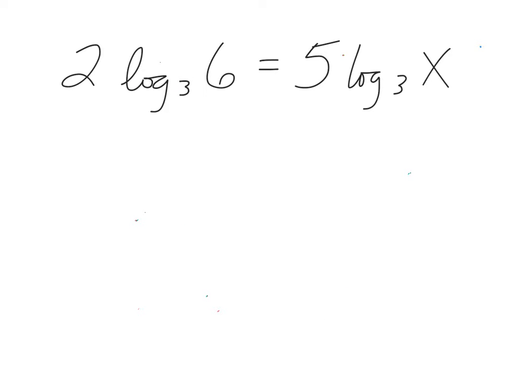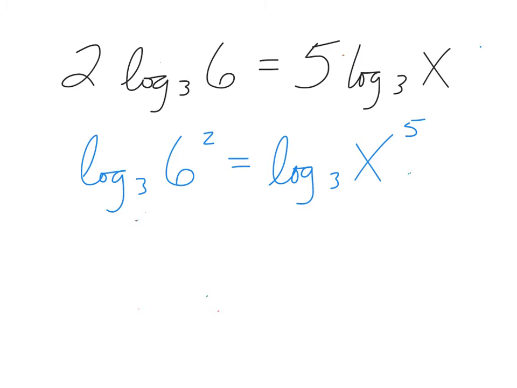Whenever you see a coefficient at the beginning of a log, we can actually rewrite this as an exponent. When you see this, it's imperative to look at the base. If the bases are the same, then you can just write this as 6 squared equals x to the 5th and solve. However, a lot of times you'll see something a little bit different looking like this.